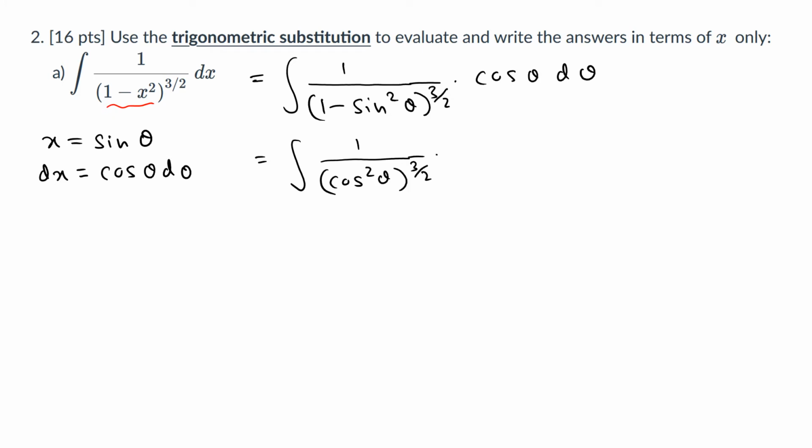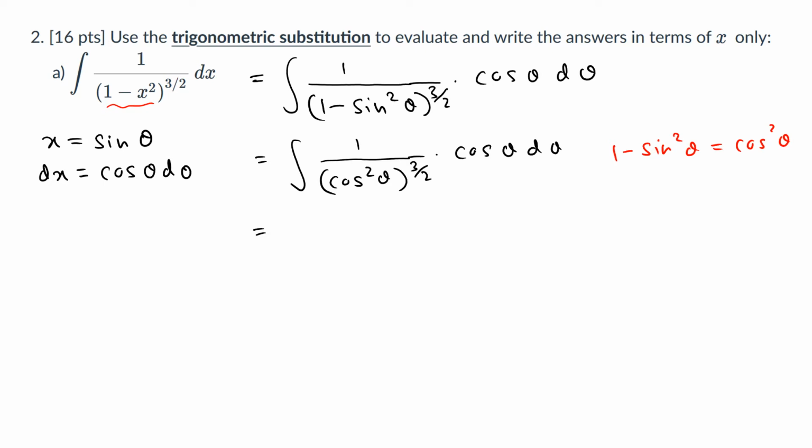So it simplifies very well. Cosine theta d theta. This is because of the trigonometric identity. I'm going to write the identity. So we know that cosine squared theta, or 1 minus sine squared theta, equals cosine squared theta. That's the reason. And then you can simplify this.